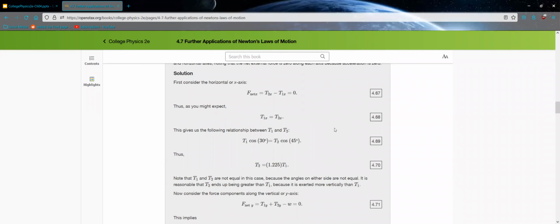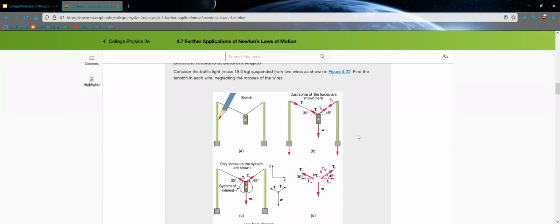And then if we solve them out, cosine 30, cosine 45, we can set them equal to each other to know that the tension in rope 2 is equal to 1.225 times the tension in rope 1. Does that make sense? Is the tension in rope 2 going to be stronger? Well, yeah, it's at a 45-degree angle, right? 45 is the maximum angle to do things at.